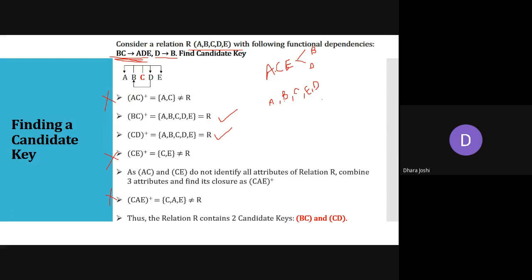मान लो कि अगर हमने ये ए सी ई को बी के साथ या डी के साथ कंबाइन किया तो हमें रिकॉर्ड्स तो यूनिक मिलेंगे ही, but this is not the minimal because only B and C, these two attributes can uniquely identify the record. Only D and C, these two will be able to identify the record. So there is no need to have more attributes together. That's why our answer will only consist of two possibilities, BC and CD, not ACBE or ACDE like that. Everyone is clear?